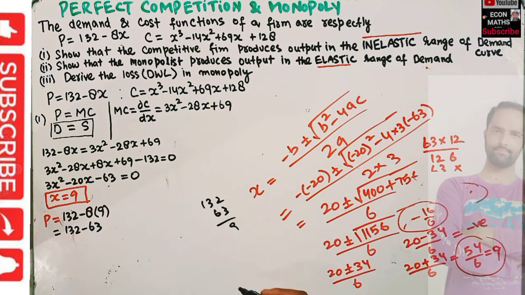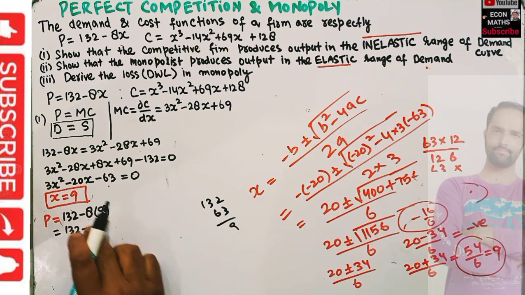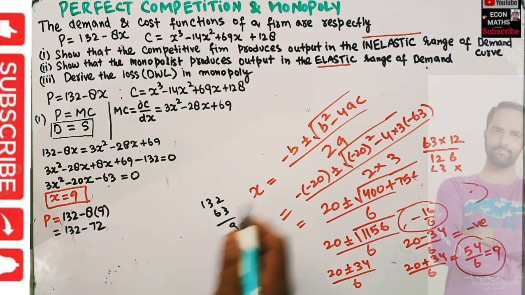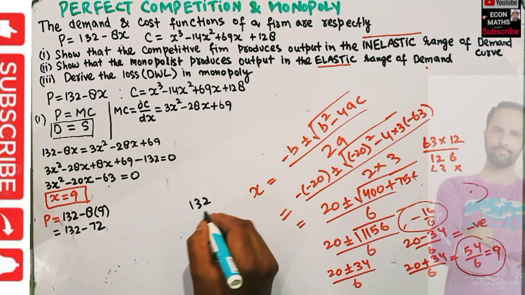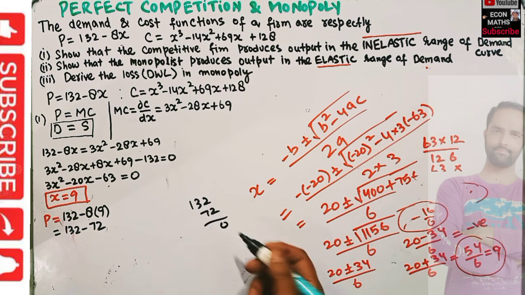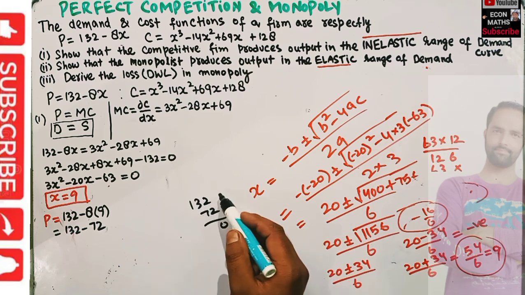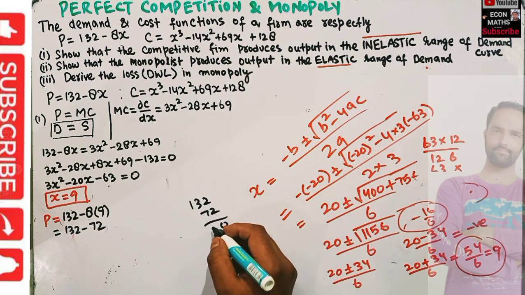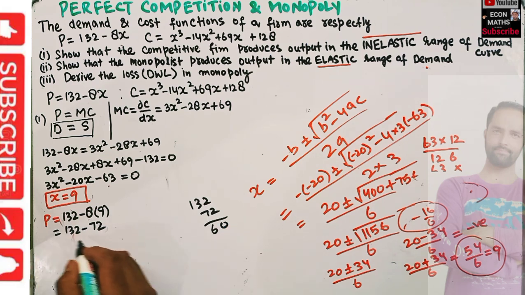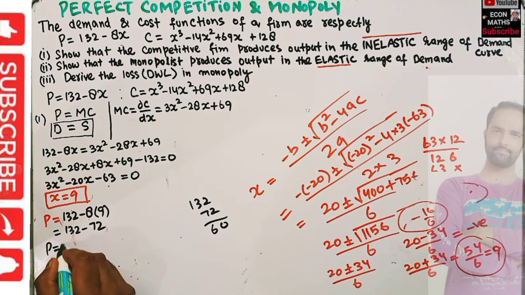Okay, 9 8s are, sorry, 9 8s are 72. I have made another mistake here. So we have 132 minus 72. So I guess it is 60. That means our price is equal to 60.